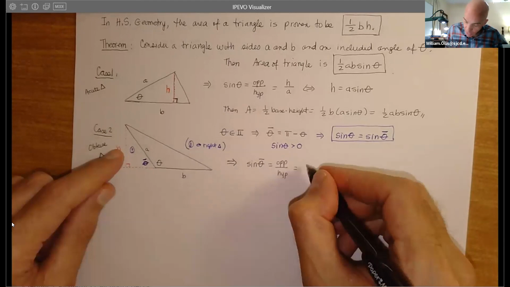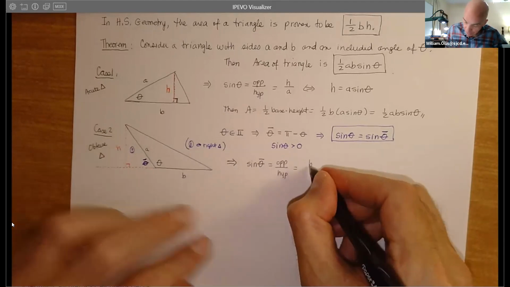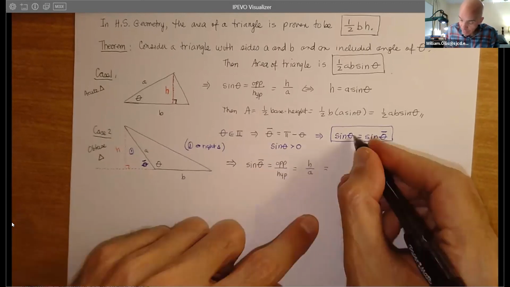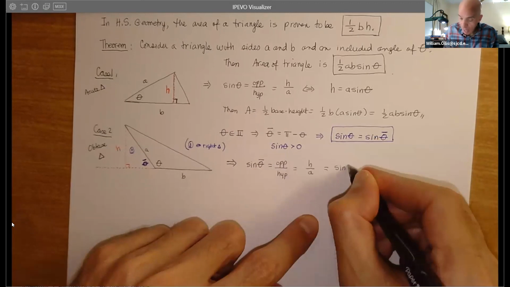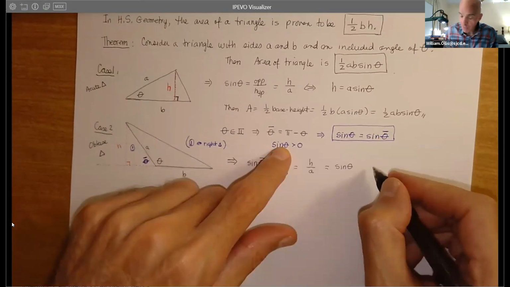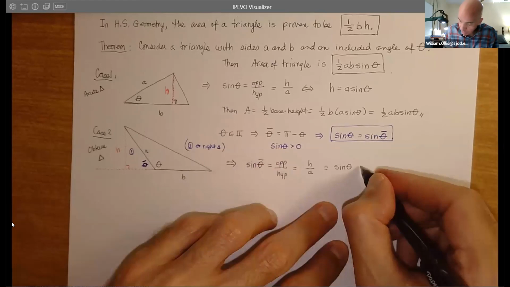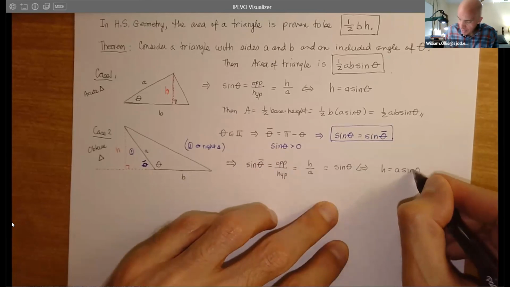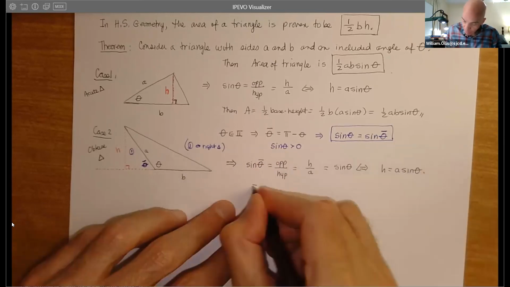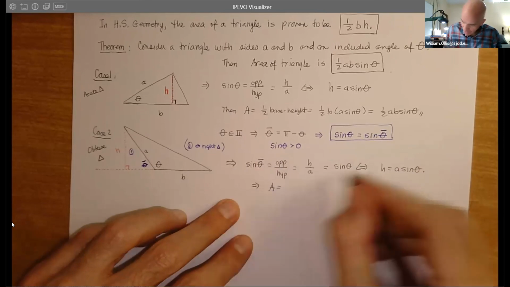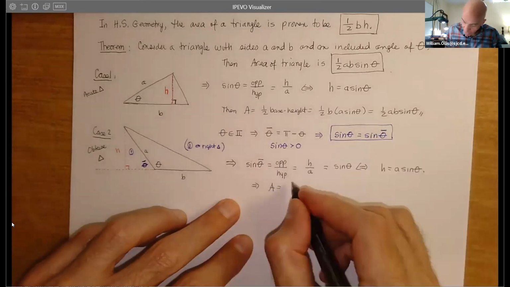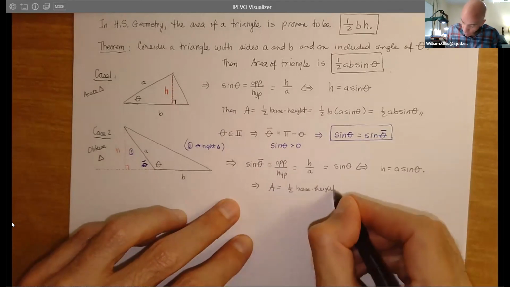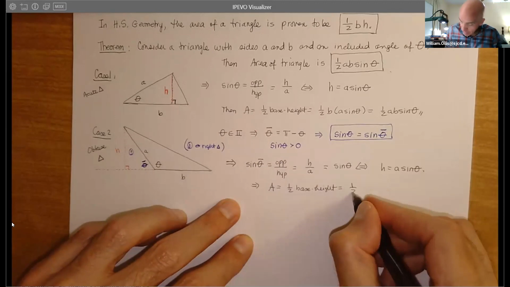The opposite being H and the hypotenuse being A. But we know that sine of theta hat is just sine of theta, using our knowledge of the reference angle and our arithmetic of the unit circle. So if and only if H is A sine theta, well, here we go again, we get the same thing. So this implies, just like we had before, the area, same calculation, I won't write it again, will just be 1/2 base times height, which is just 1/2 AB sine theta.